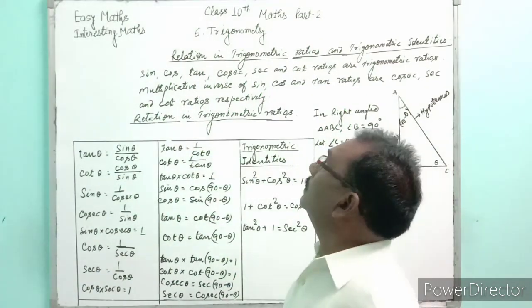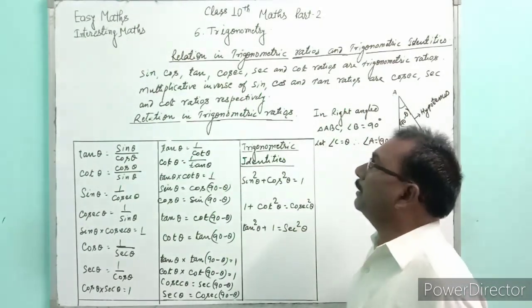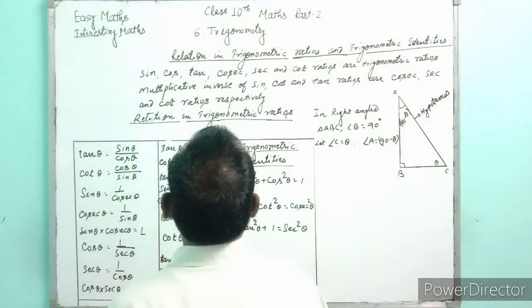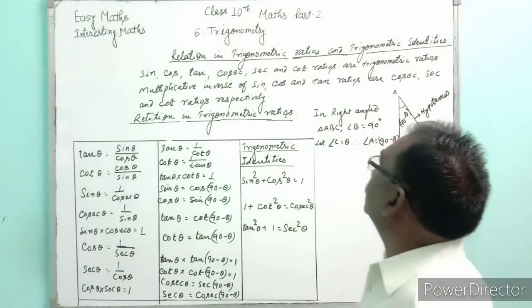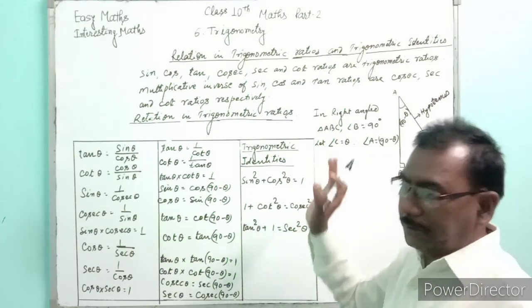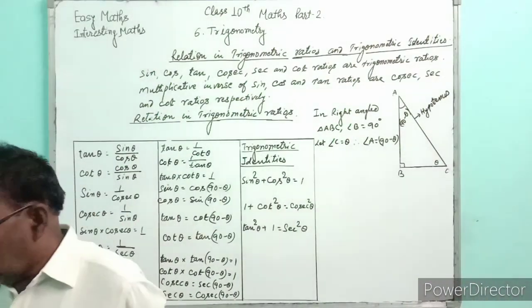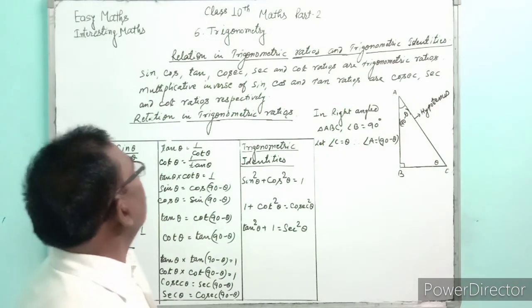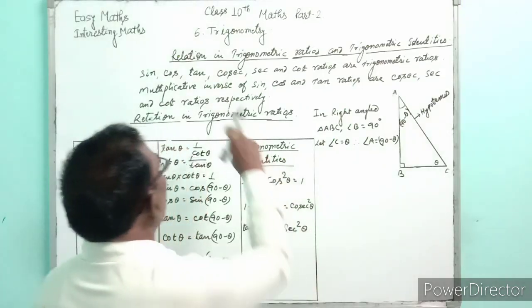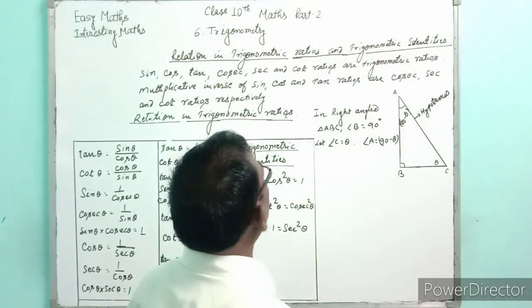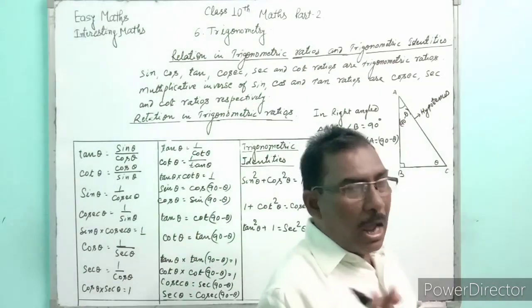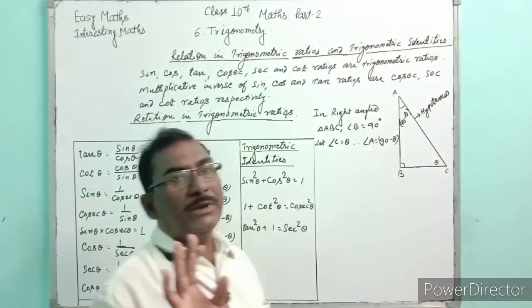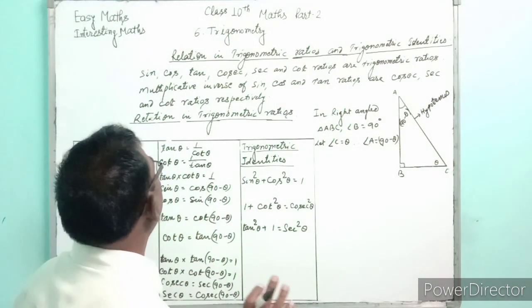Today we are studying trigonometry of standard 10th. And in trigonometry, now we are studying relation in trigonometric ratios and trigonometric identities. Sine ratio, cos ratio, tan ratio, cosec ratio, sec ratio, and cot ratio are the trigonometric ratios, and they are basic trigonometric ratios.